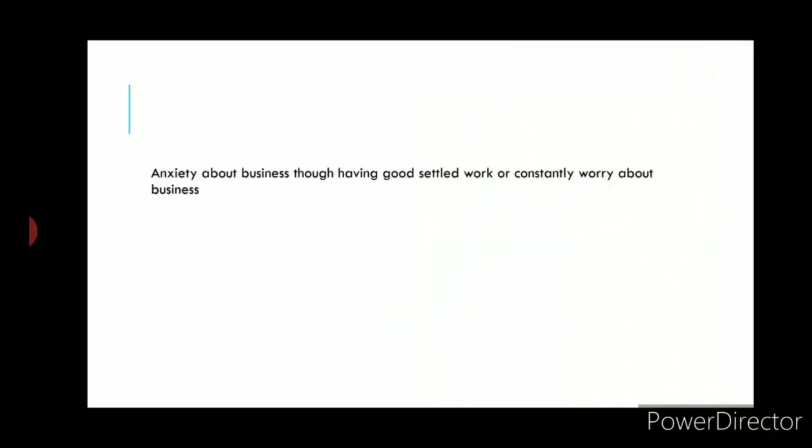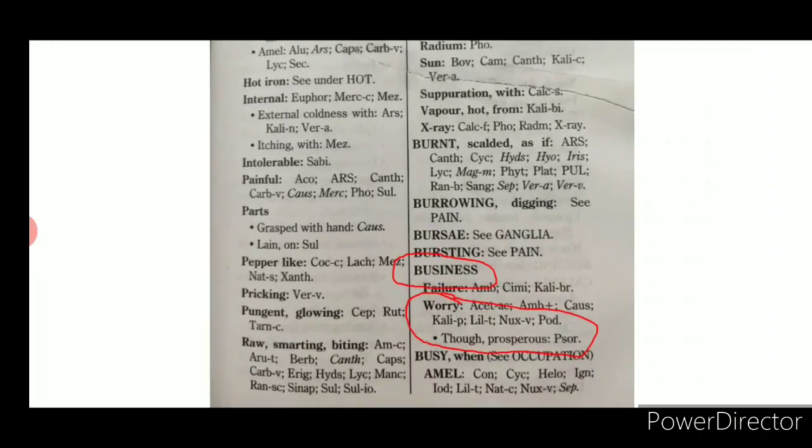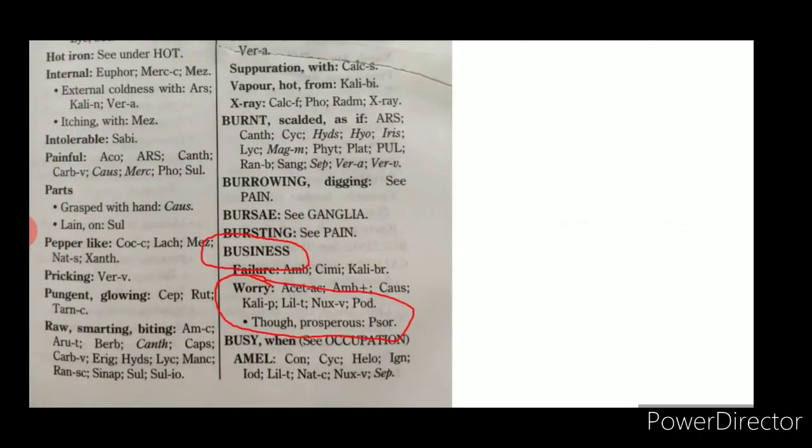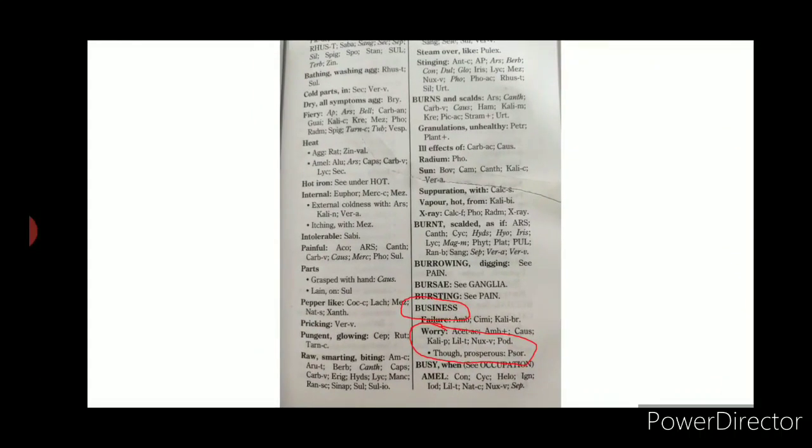Now another condition is the patient having anxiety about business, at a time when he has a good, flourishing business. Here the rubric is given as business worry though prosperous. Okay, so business is good, the patient is earning well, but still he is having worries about business. So you can think of this rubric. Then complaints aggravate in social functions.